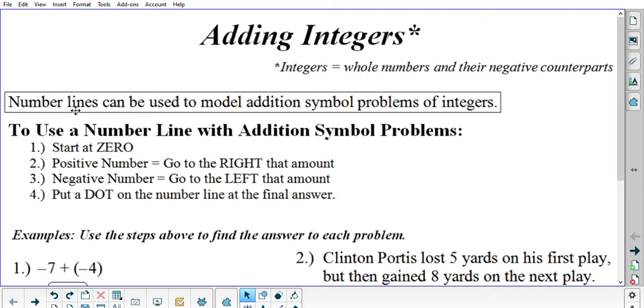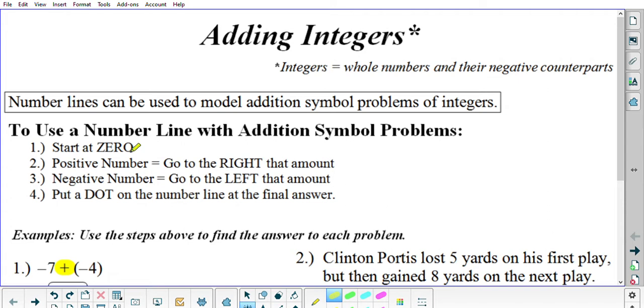It says number lines can be used to model addition symbol problems. When I say addition symbol problems, I mean there is literally an addition symbol in between the numbers in the problem. That's what I mean by addition symbol problems. And integers are just whole numbers and their negative counterparts, as I had typed up here above.